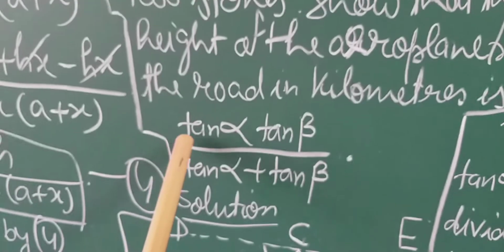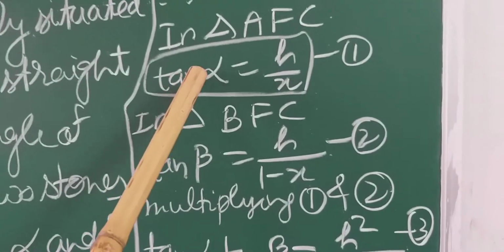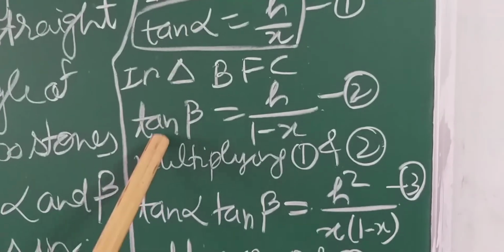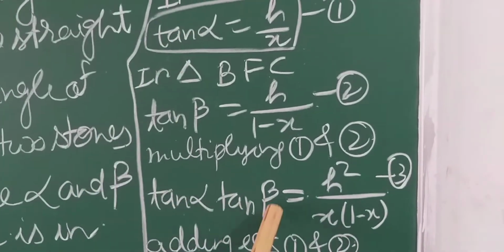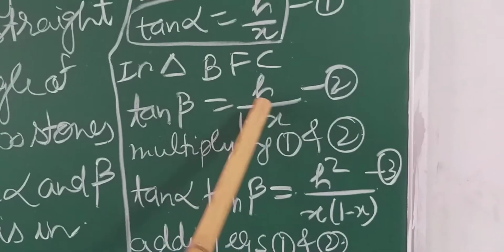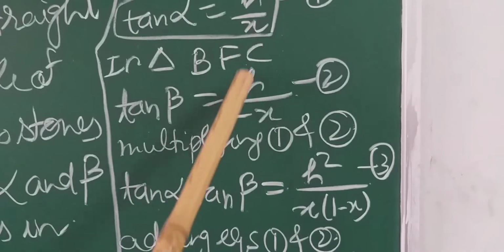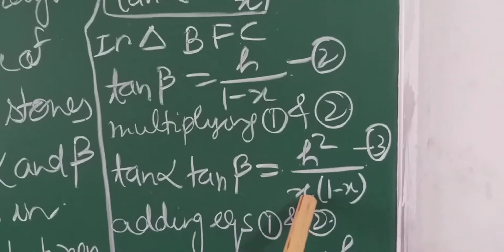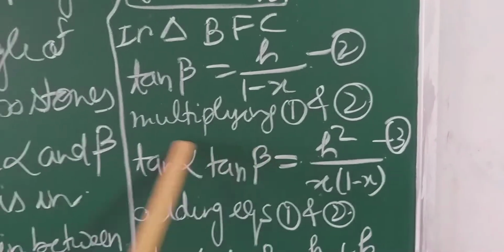We need the product of tan alpha and tan beta. So that's why multiplying equation 1 by 2. So it will become tan alpha tan beta equals h multiplied by h becomes h square upon x multiplied by 1 minus x. It will remain as it is in the denominator. This is equation 3.